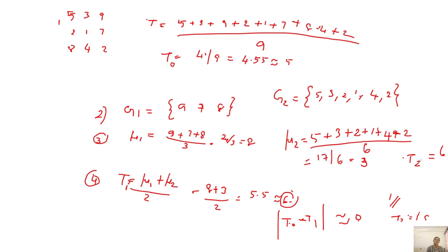So this is the global thresholding method. Okay, so I hope you understood what is meant by global thresholding. So we have explained it with an example also. Thank you.